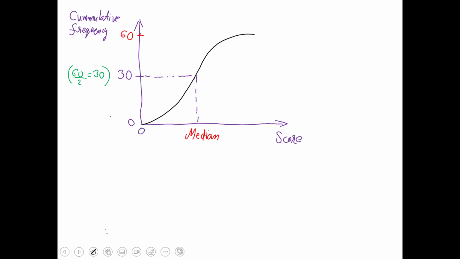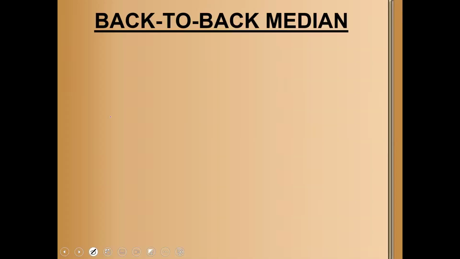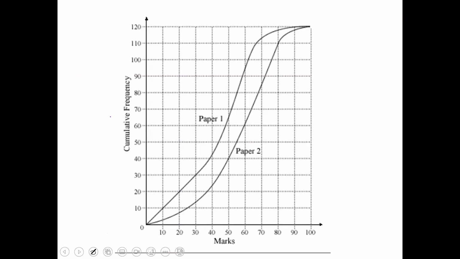In our IG or O level, we had a number of questions like that. Now we have a heading, back to back median. What is this? It's a case when two curves are there, for example, one subject and two papers, paper 1 and paper 2. Now if you draw the median, you take half of 120 and you get 60. When you read from 60, you get the median for paper 1 and the median for paper 2.